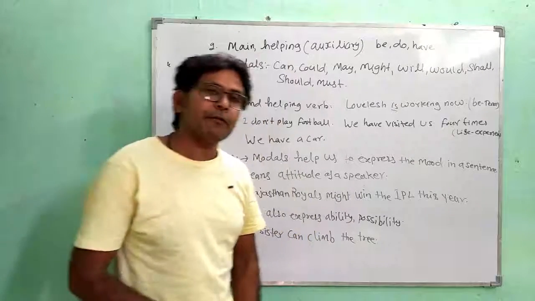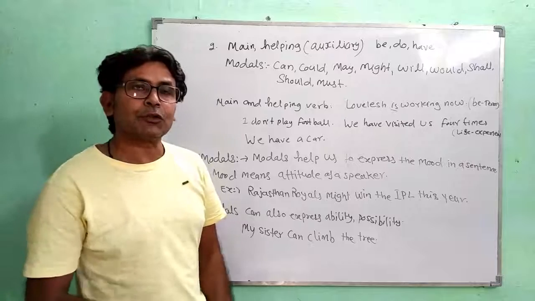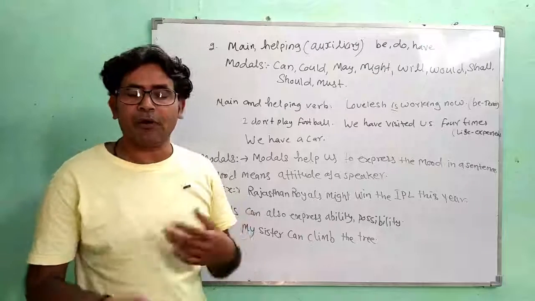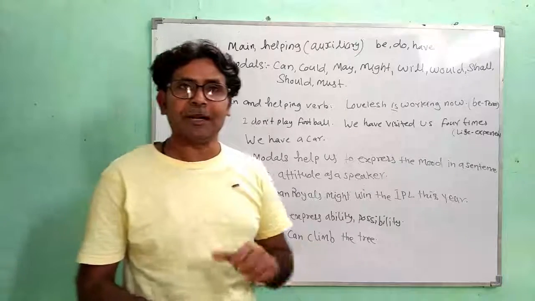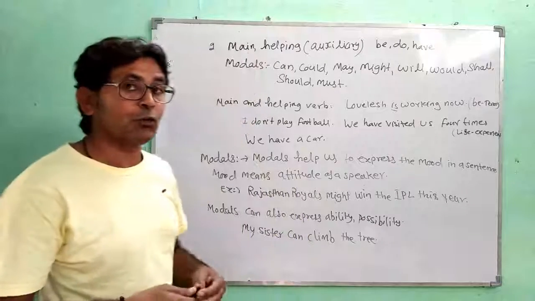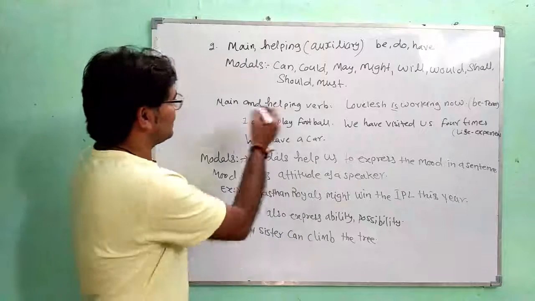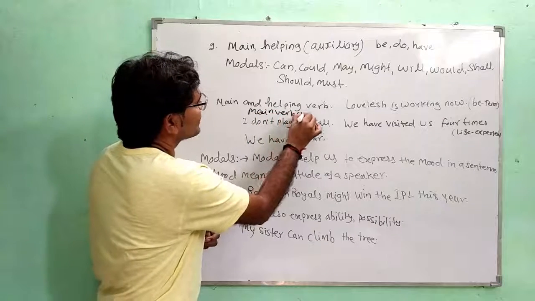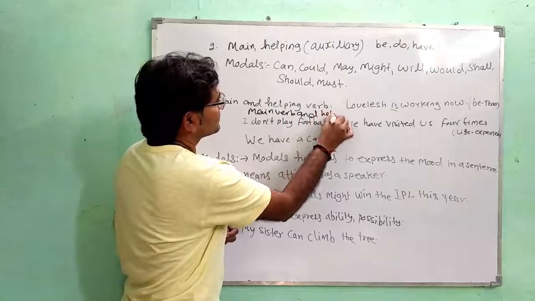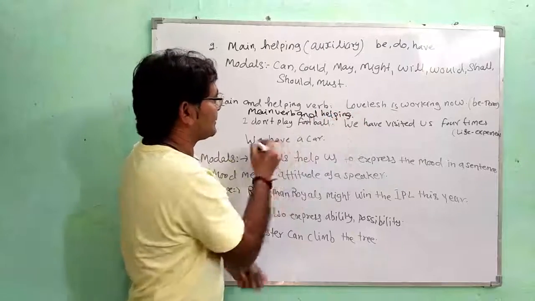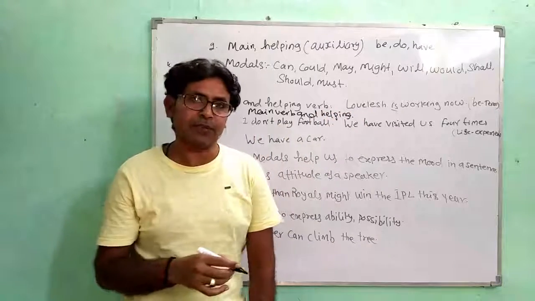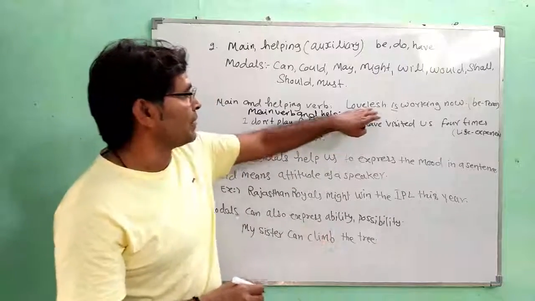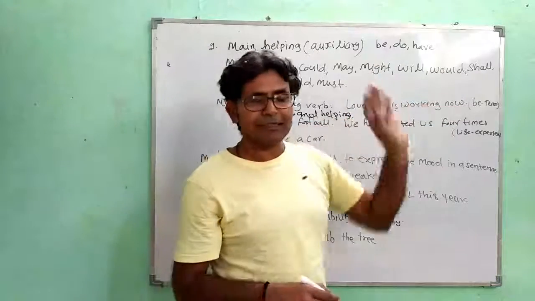The verb can be used in two ways in a sentence. So what are the two ways? The first one is main verb, and the second is helping verb. These are the two ways, and both of them can come together. So we'll take one example. Loveless is working now. This is a sentence.